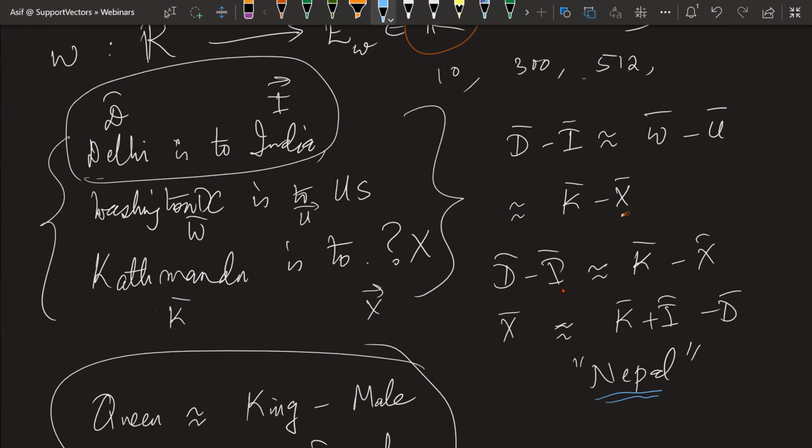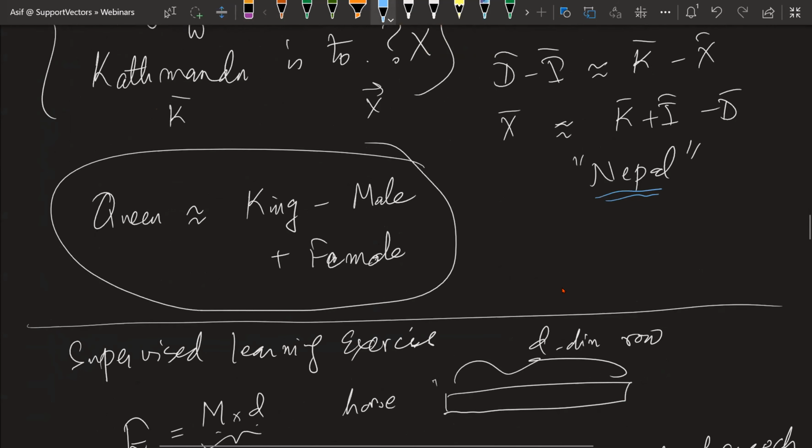Right? These are interesting relationships people began to observe, and it created quite a bit of excitement when these things were discovered. So for example, you could find the relationship, I think king minus male plus female, or maybe it was king minus man, and it was woman. I forget exactly what the specifics are, but king minus man plus woman turns out to approximate the vector for queen. So that's very, very interesting.